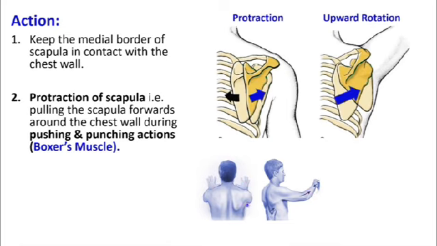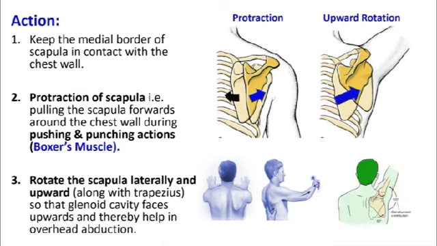As we can see, a person is pushing the wall and the second one is punching the wall. Here, the scapula is moving forward along with the chest wall. So, because of this action, the muscle is known as boxer's muscle.